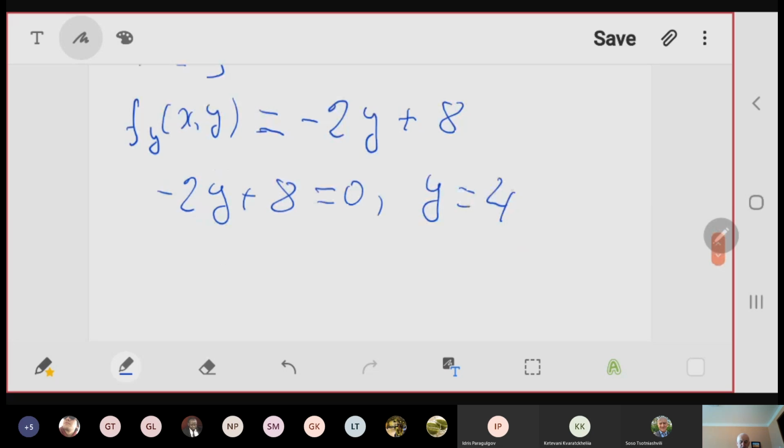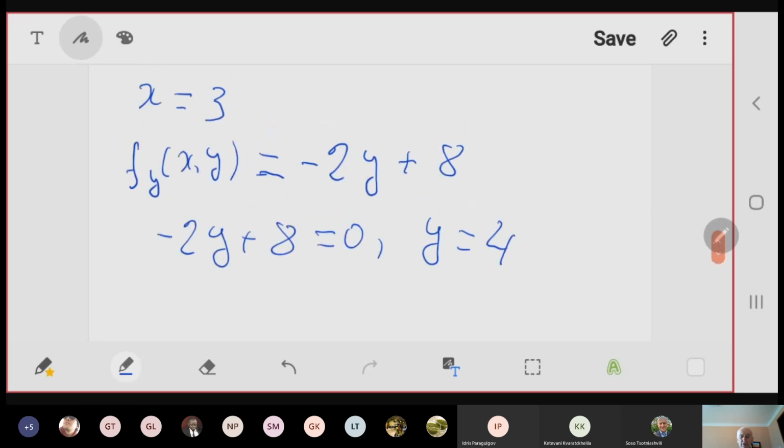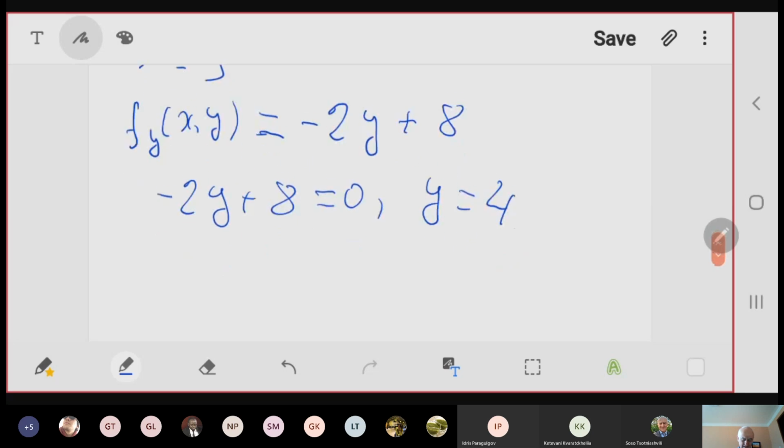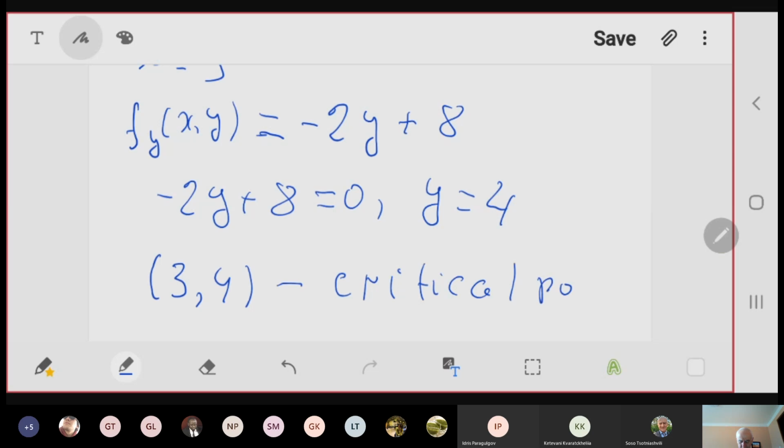Okay, so now what we know definitely is that this ordered pair, or we can say point with coordinates 3, 4, is a critical point. And this is the only critical point. There are no other critical points.